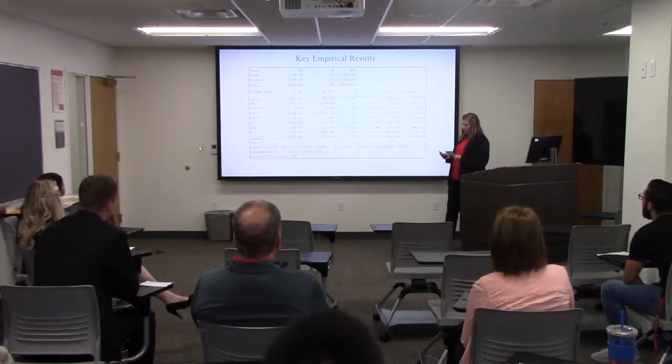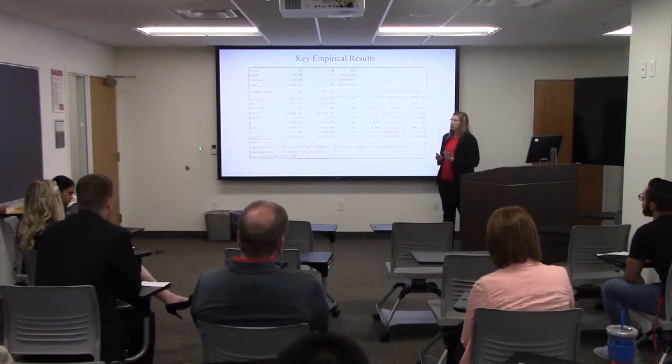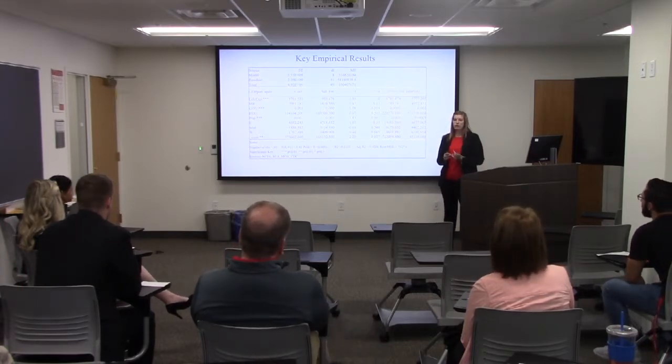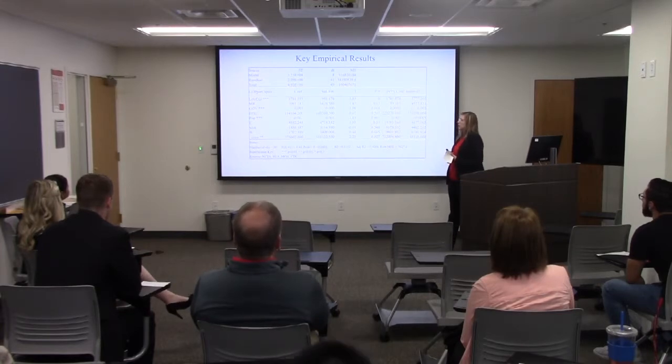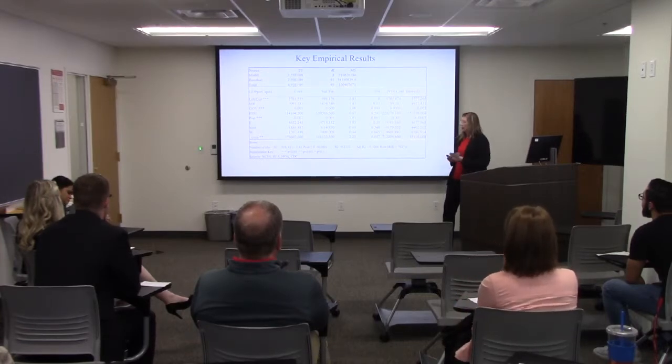And then for my key empirical results, if you remember, I did predict that all of the coefficients would be positive, which was true for everything aside from population, which ended up being negative. And then of all the variation in GDP per capita, about 51% is explained with my data.